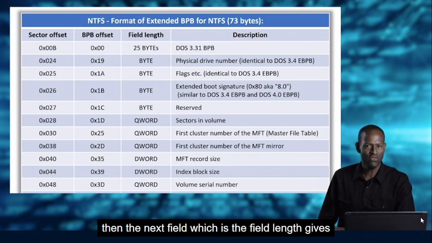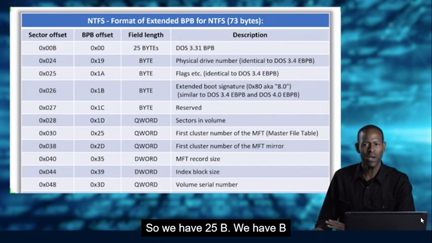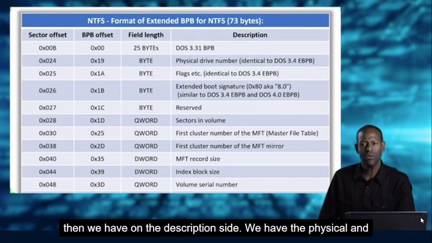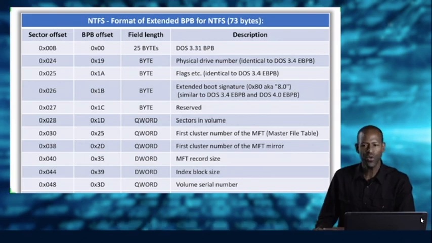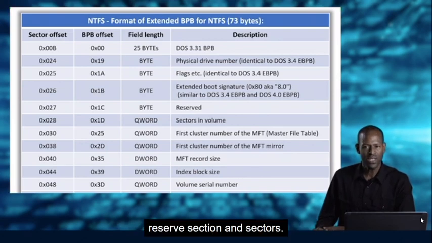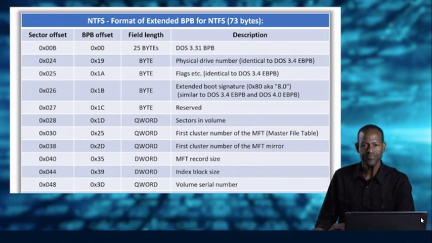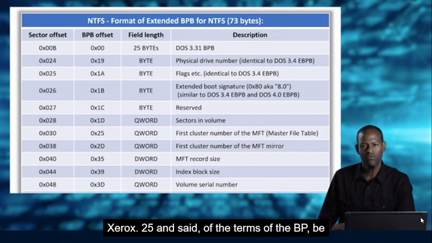And then the next field, which is the field length, gives us the length of that by length. So we have 25 bytes, we have byte lengths, and we have keyword and dword lengths. And then on the description side, we have the physical and flags and extended boot signature and a reserved section and sectors. And the first cluster is down there at 0x30, turned with the sector offset, and 0x25 instead of the terms of the BPB offset.